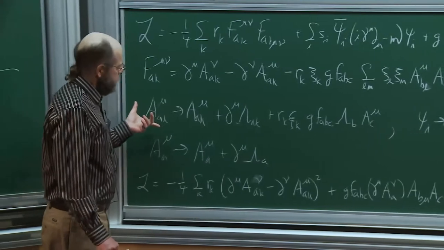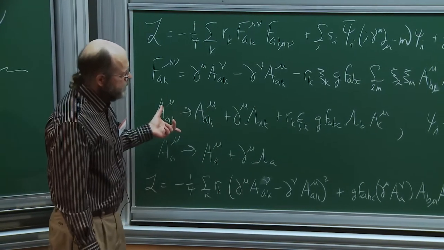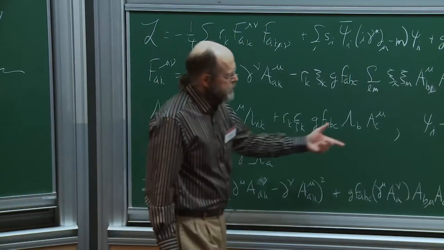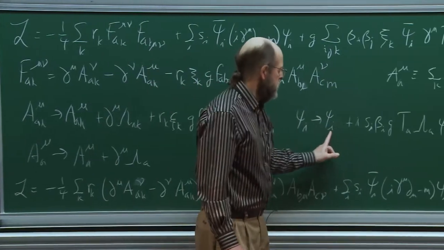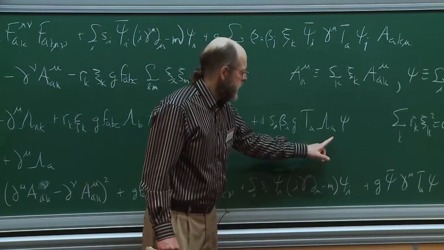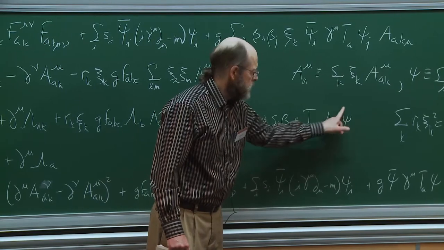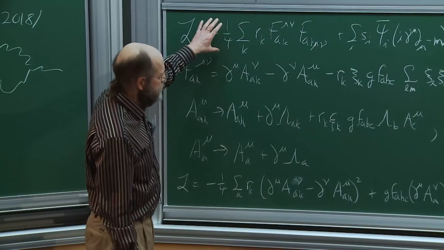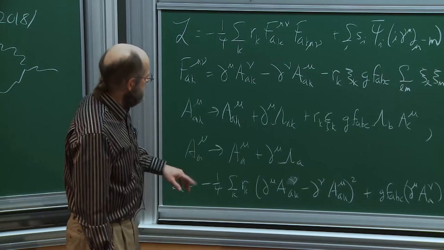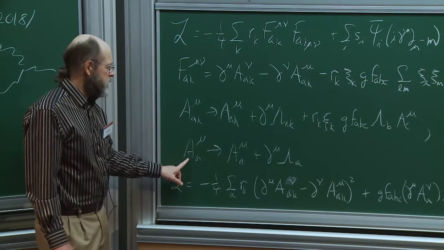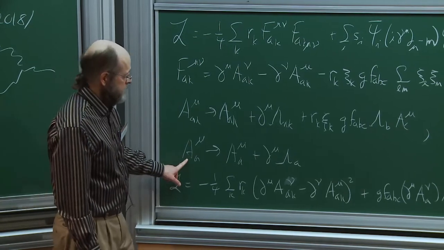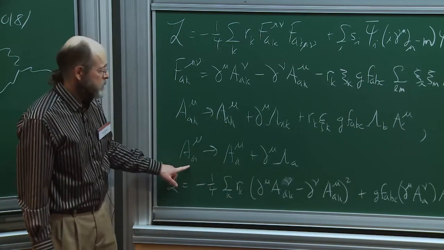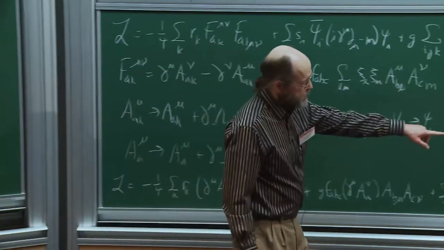So if you extend the definition of the gauge transformation for the gluon field and do a similar thing for the quark field, where again this psi is this null combination, then this Lagrangian is gauge invariant. Not only that, but the combined field, this null field, is abelian. It obeys an abelian gauge transformation simply because of these constraints.